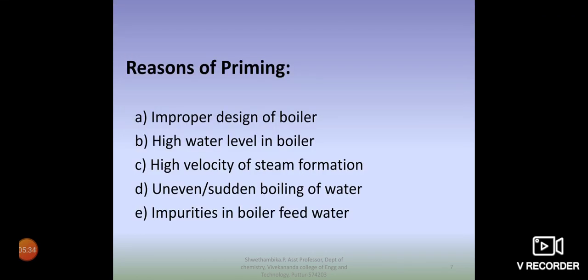Now let us list some other reasons of priming, or a simple way we can quote the reasons of priming. First and foremost may be the designing of the boiler. Improper designing of the boiler may lead to priming. Second thing is taking very excess level of water. Third one is high velocity steam formation. Fourth one, as we said, uneven or sudden boiling of water. And fourth one is also quoted, that is impurities present in the boiler feed water.